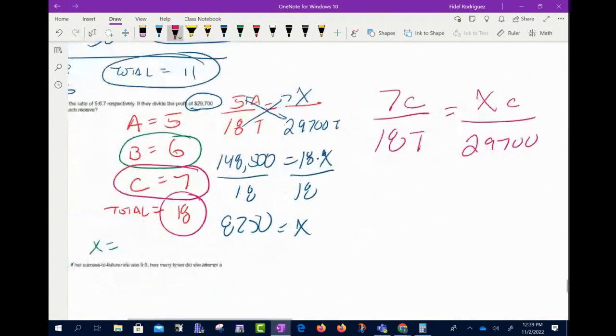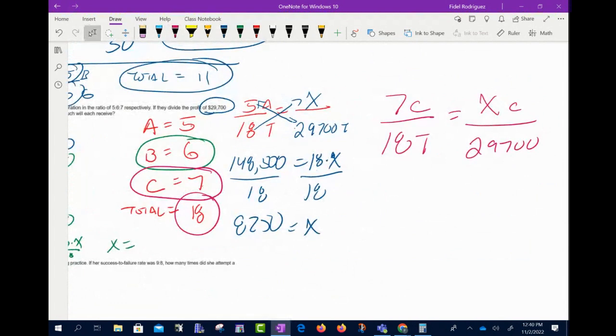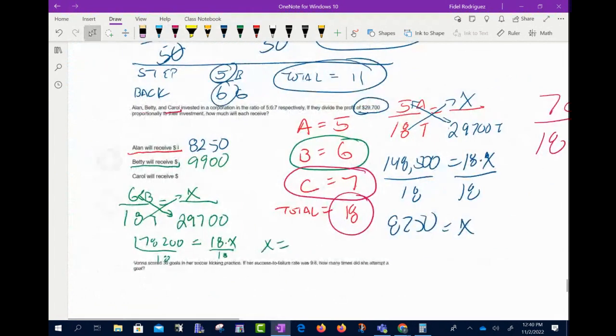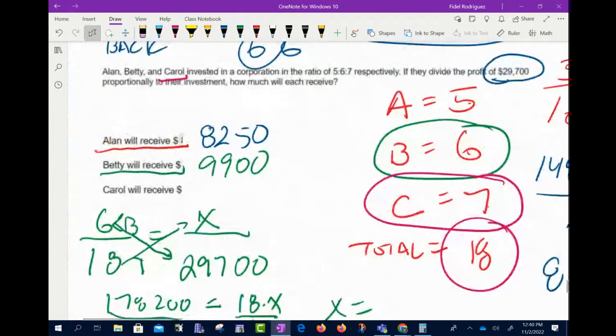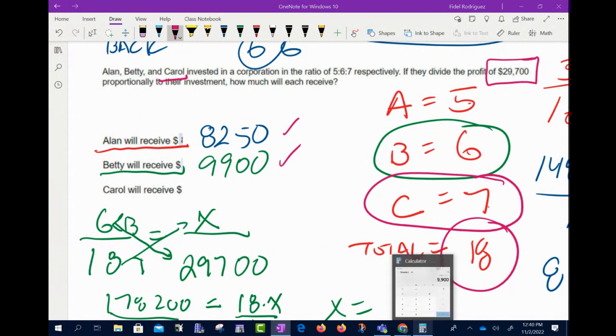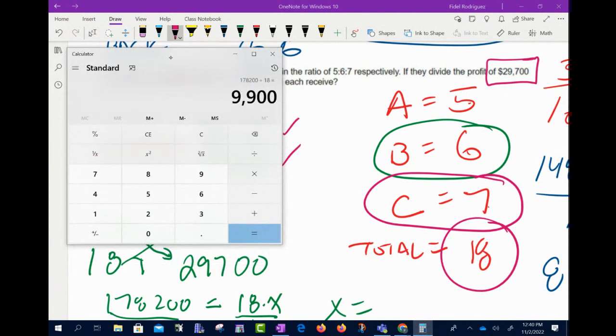And we could do that same process like we've been doing before. But I want to show you something that I think might be a little bit easier. Think about the total amount of money that we have. The total amount of money that we have is 29,700, right? Alan's going to get 8,250. Betty's going to get 9,900. Wouldn't Carol get whatever's left over, right?